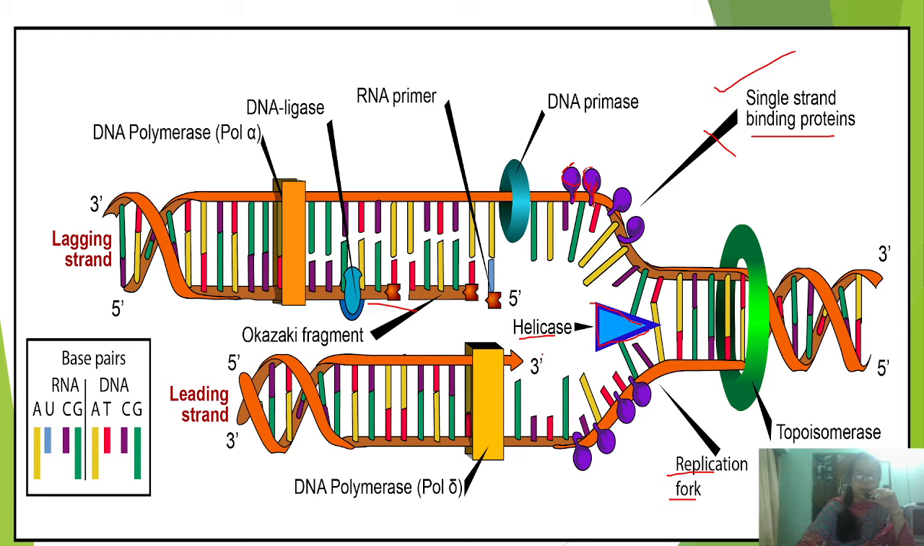And what is the role of helicase enzyme? It is to open the two strands. Next, coming to the DNA primase. What does the DNA primase do? DNA primase forms a short RNA.